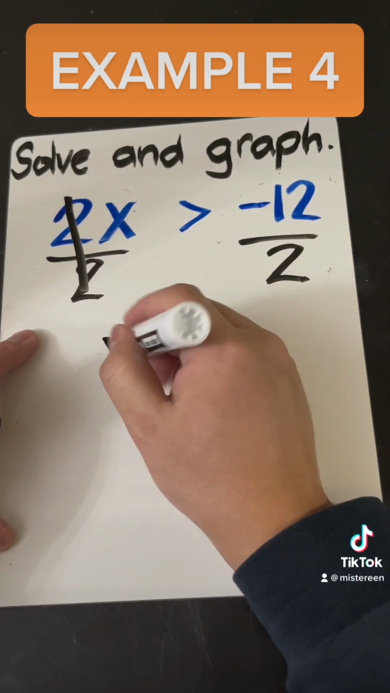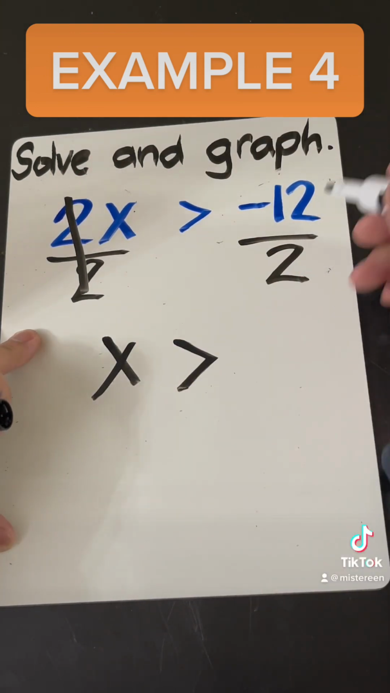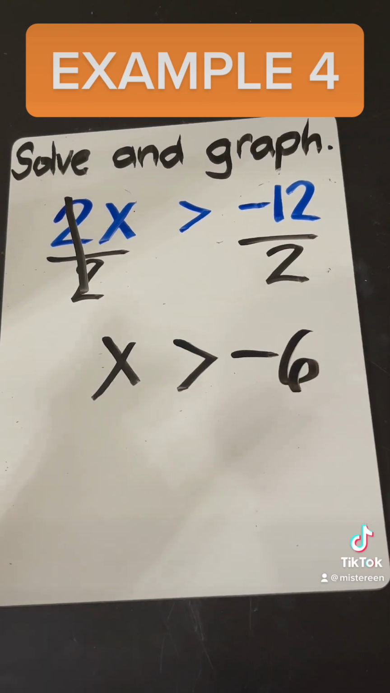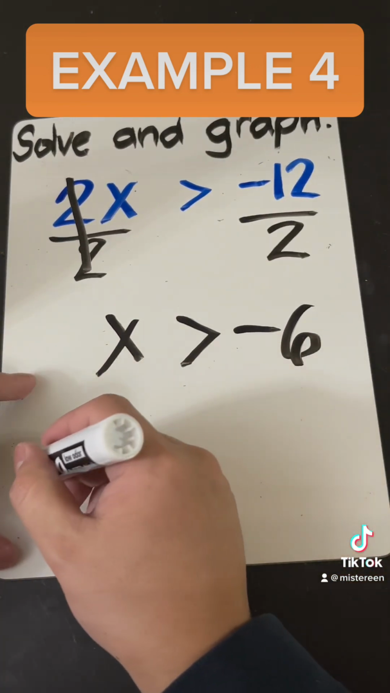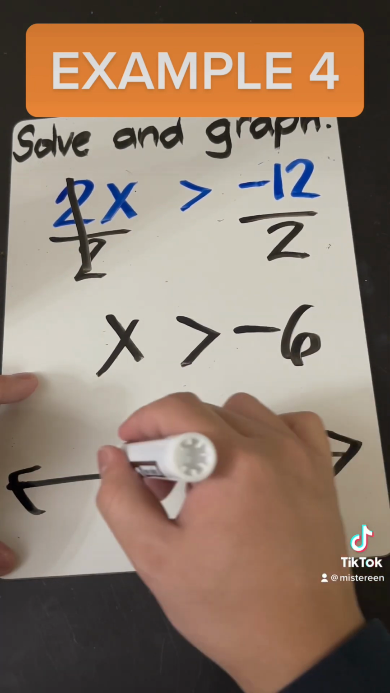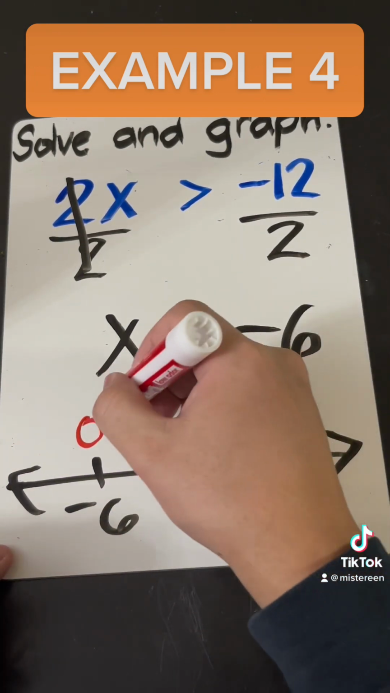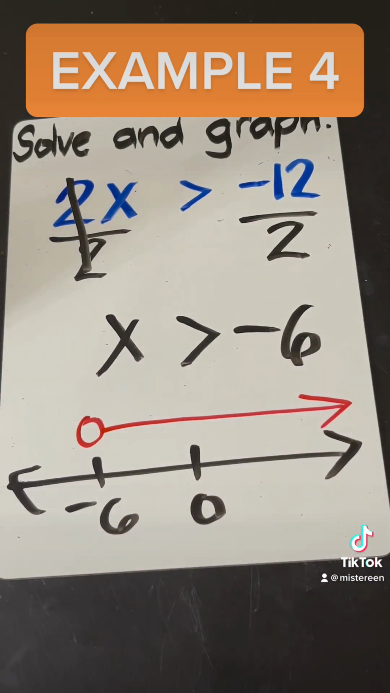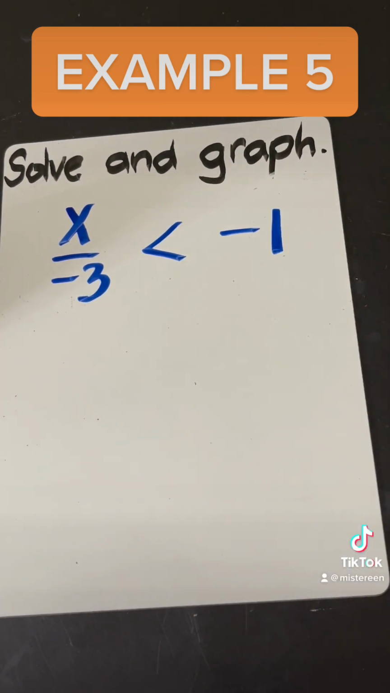We have x here, because that 2 will be crossed out, greater than or equal to negative 12 divided by 2, which is negative 6. Because x is already on the left side, we don't need to flip again. Now we graph this answer. Let's say negative 6 is here. With that symbol, it means a closed circle, and it goes to the right. So that's the answer.